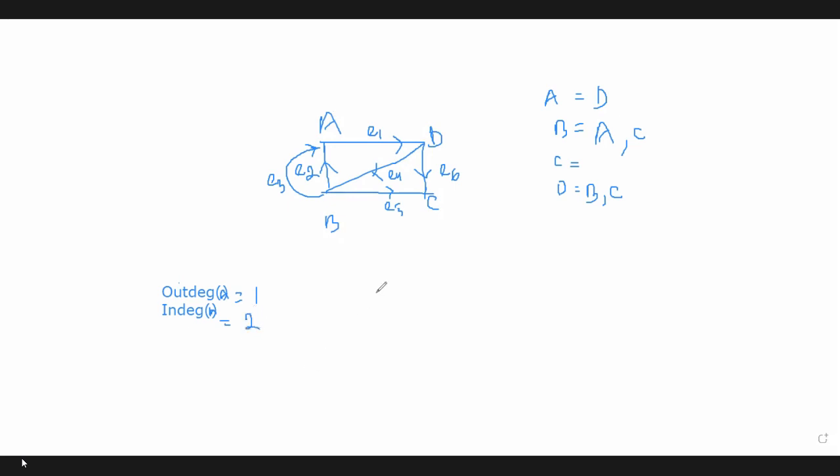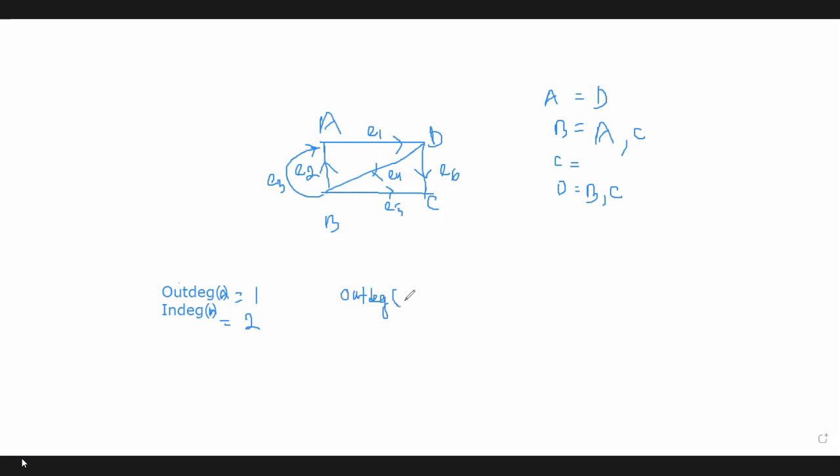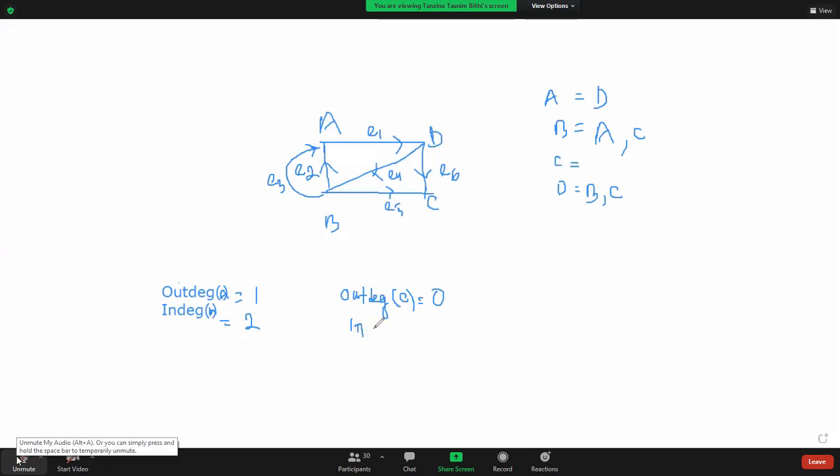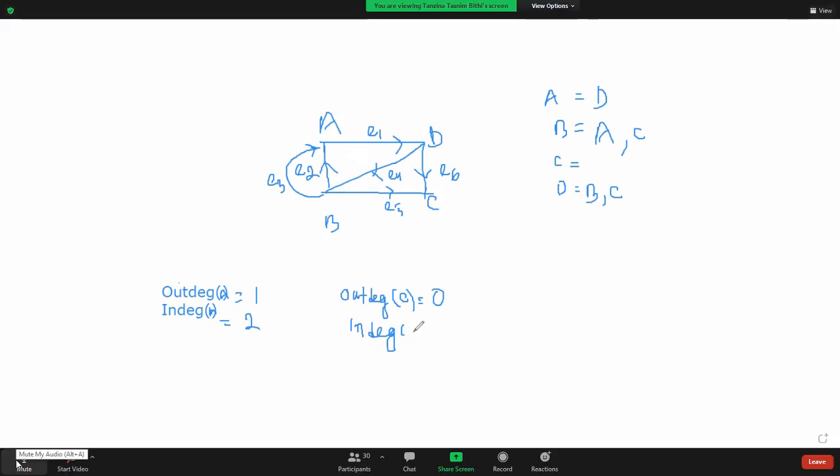Very good. What about C? The out degree of C is 0. Right? What about incoming degree? Incoming degree is 2, because one edge is from B to C, that is E5, and another is E6. So in this way, we can find out the in degree or out degree of any node. Is it clear? Yes, ma'am.